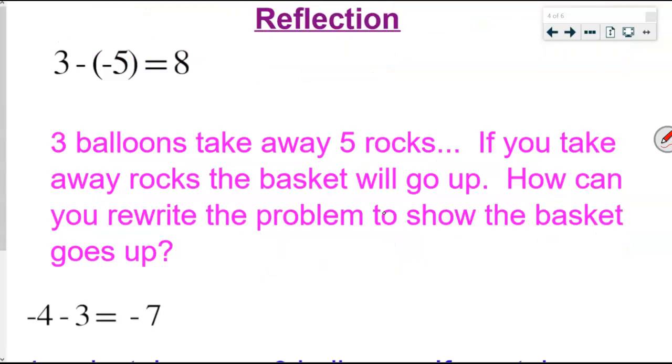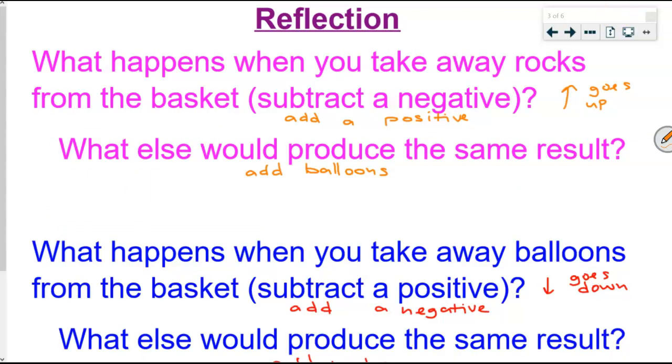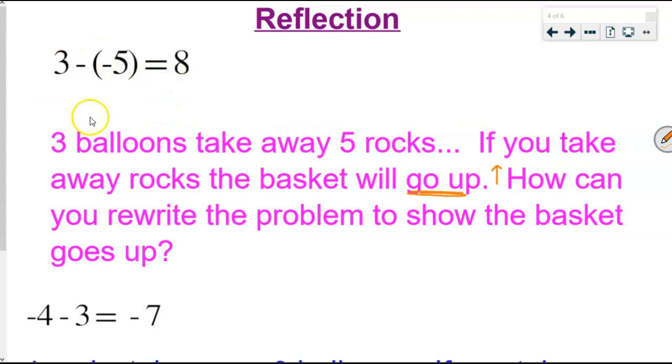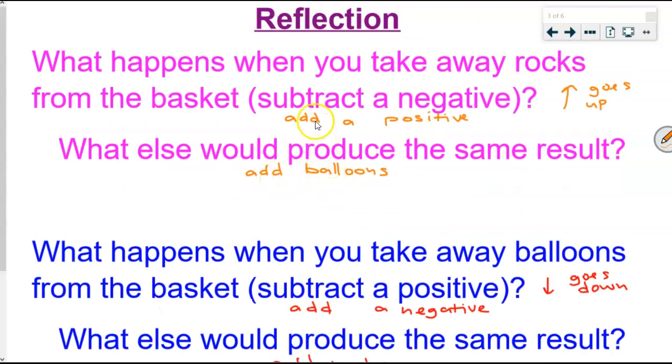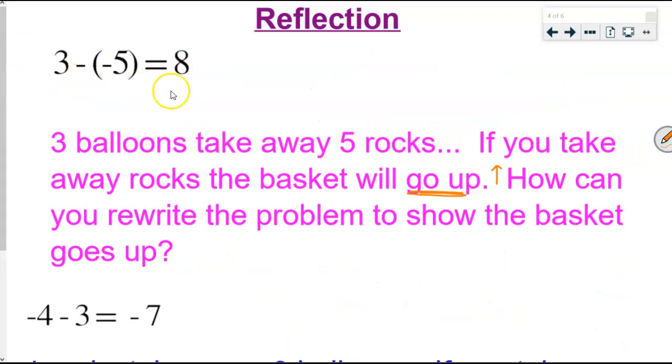And so that leads very nicely into the final reflection piece from what we've done the last couple of days. 3 balloons take away 5 rocks. We have this issue where we have to look at 0 pairs and it takes a long time to model, but I know that when I take away rocks, the basket is going to go up. And so remembering that the other way I can make the basket go up is adding balloons, that means I can make a change to this problem. Instead of taking away a negative, I can add balloons, or add a positive. So I want to rewrite this problem.